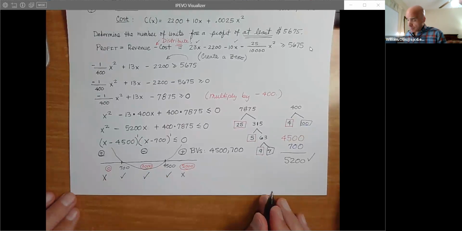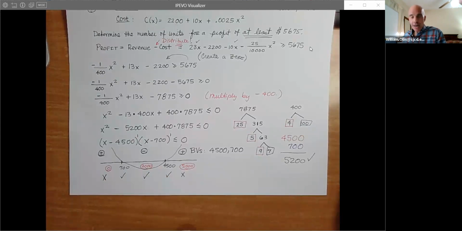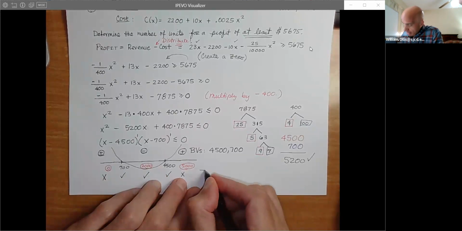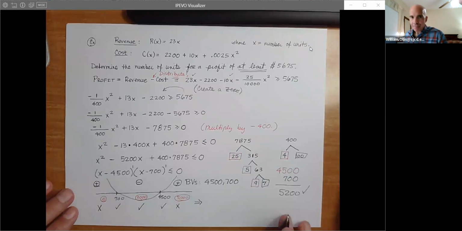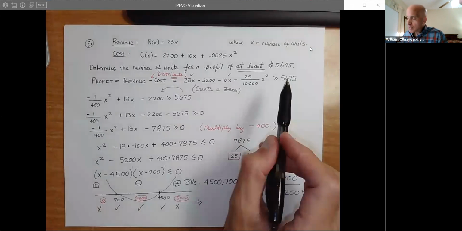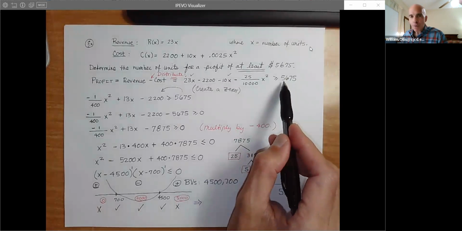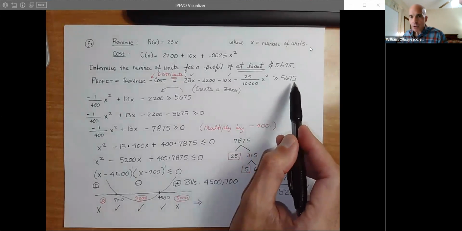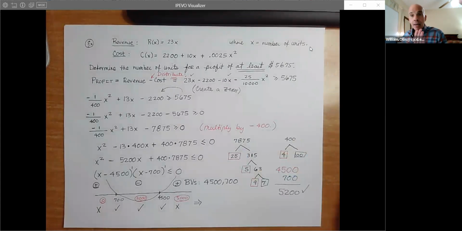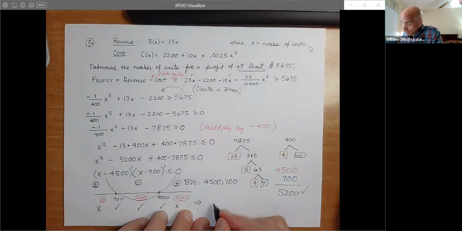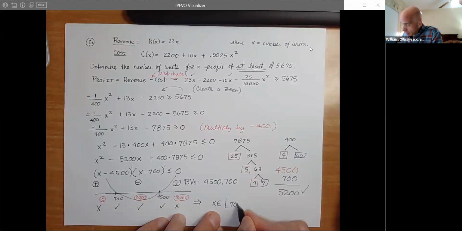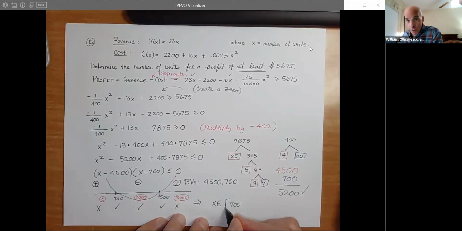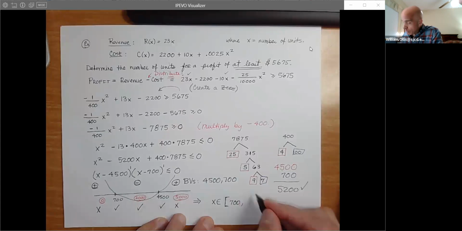So now, this we don't even have to restrict. This implies that if we want our business to have a profit of at least $5,675, then we need the number of units produced to live here: x between 700, inclusive, so you use a bracket, comma, 4,500.